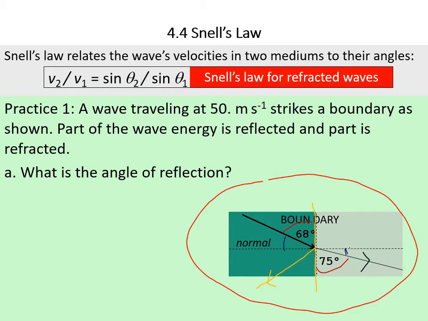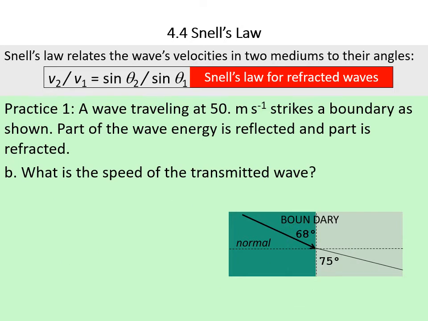We will start by getting the angle of incidence. The normal is 90 degrees with respect to the surface. So the angle of incidence, theta sub i, is equal to 90 degrees minus 68 degrees, and that is 22 degrees. So what is the angle of reflection? Remember the relationship between the angle of incidence and the angle of reflection.